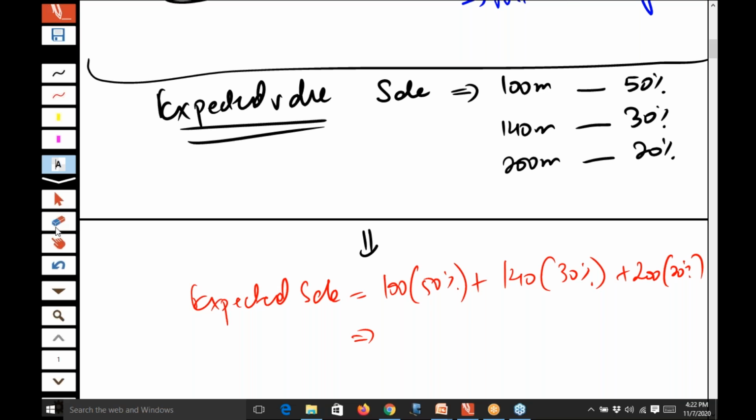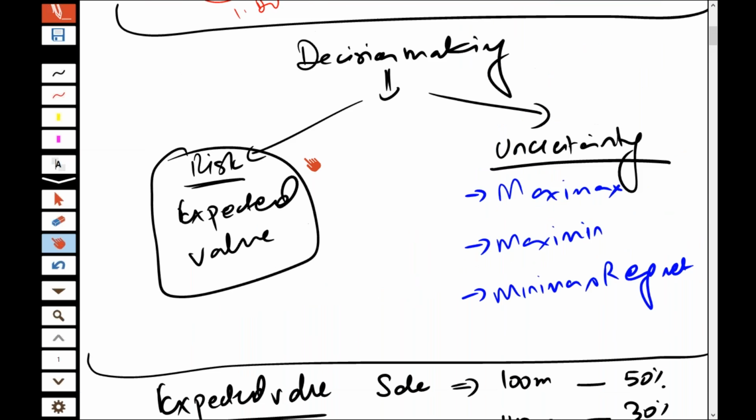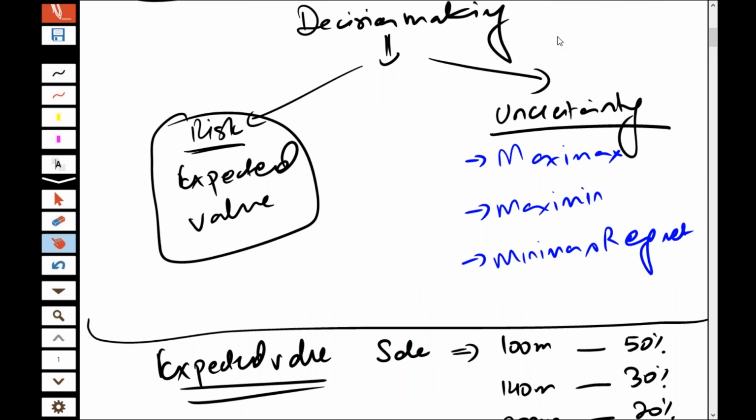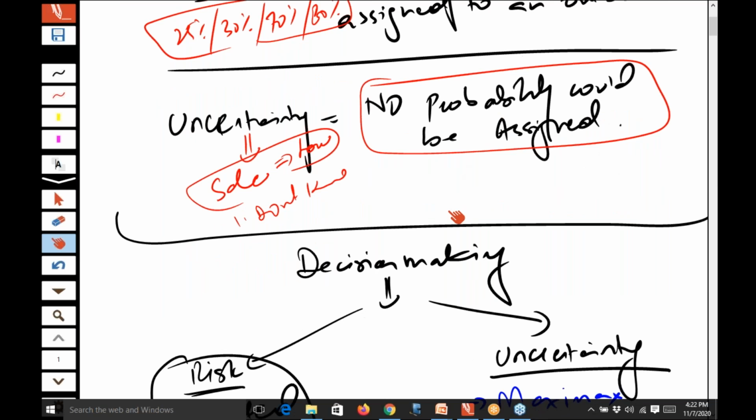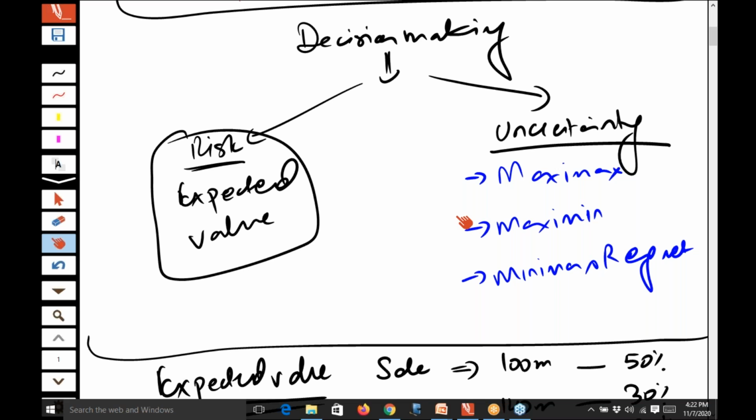What we discussed was that risk means there is a situation where a probability could be assigned to an outcome, and uncertainty means that no probability could be assigned to an outcome. So when no probability could be assigned, we are facing uncertainty. With respect to decision making, you have these different techniques. For risk, we have the expected value technique. For uncertainty, we have three techniques: maximax, maximin, and the third one termed minimax regret.